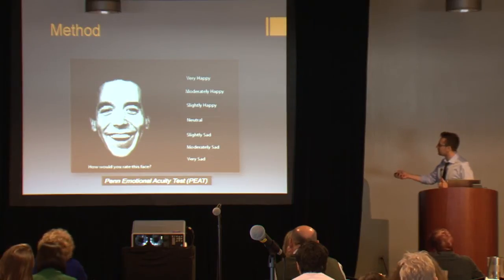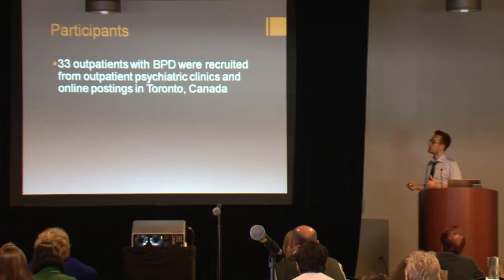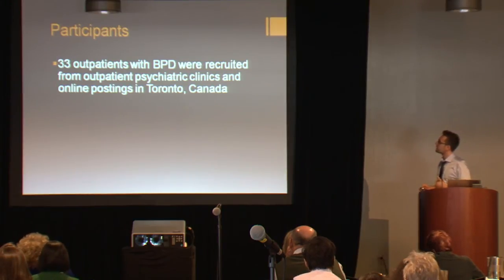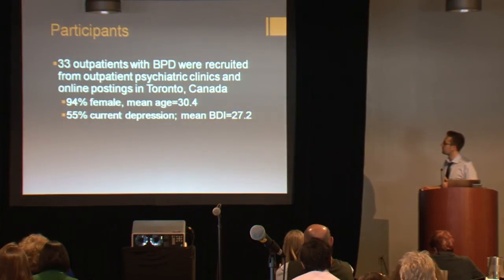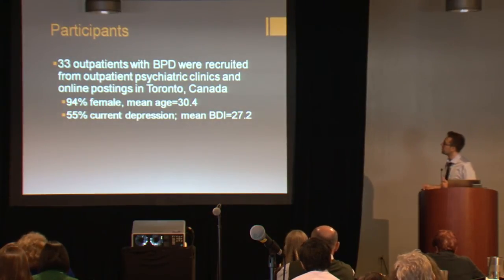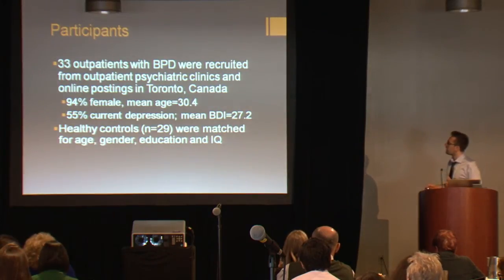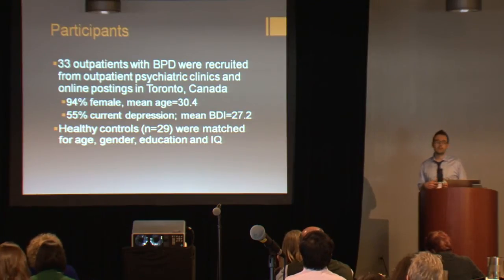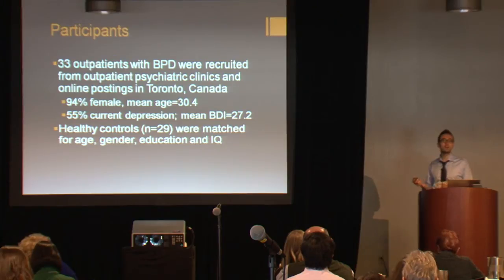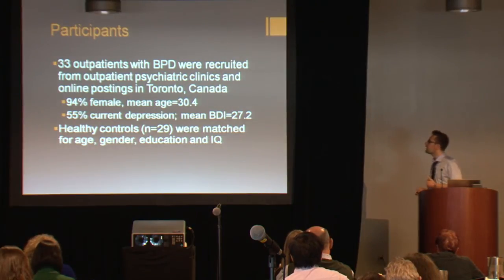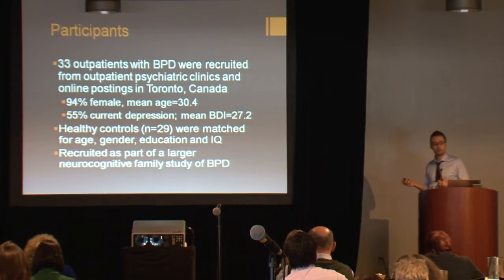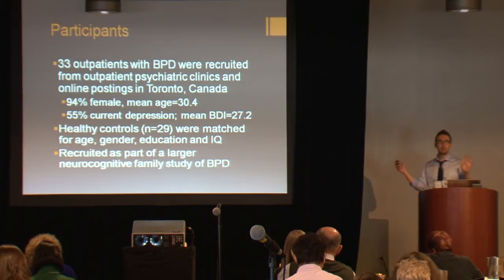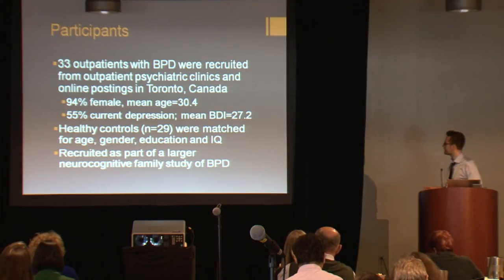Okay, so moving on from there, we recruited 33 outpatients with BPD from psychiatric clinics in Toronto, as well as online postings. 94% were female with a mean age of 30, and 55% were currently depressed, high BDI score, not surprisingly. We had a very tightly matched group of healthy controls who were matched for age, gender, education, and IQ, which is not always something that is done in this literature. And these were all, again, as I said, recruited as part of a larger neurocognitive family study of BPD that we're running. How the family members do, I'll have to talk about in a few years when we've got enough people tested.